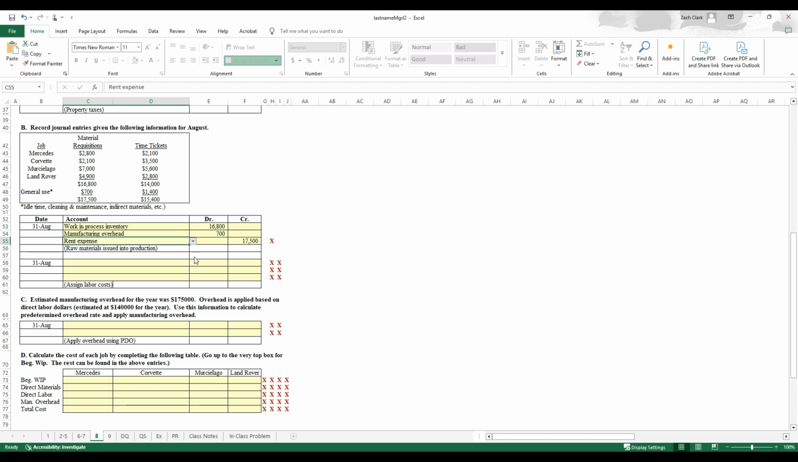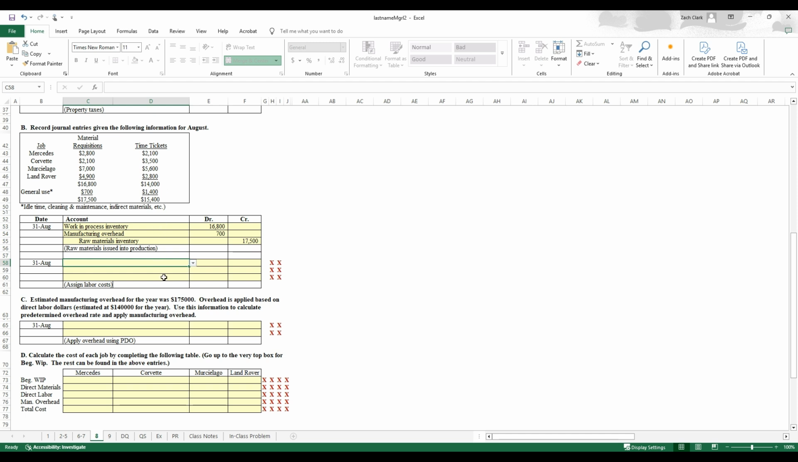Not rent expense, that's the thing. I'm going to pick the wrong one. Sorry. We definitely want our credit there. So the total from here is the total that we take out for our material requisition, raw materials issued into production. All of them are direct materials with the exception of the $700, which would go into our overhead.